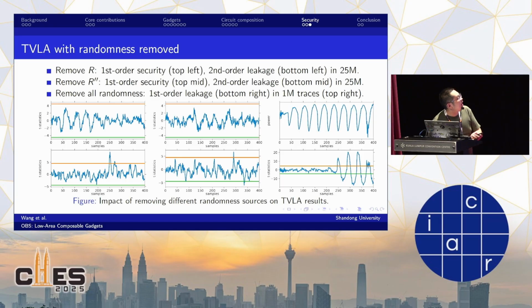And when we remove the other random source, we can still have a similar conclusion as with the other randomness. When we remove all the randomness, the circuit makes a significant leakage in 1 million transitions like this. So we also use this way to show the platform setup is valid.